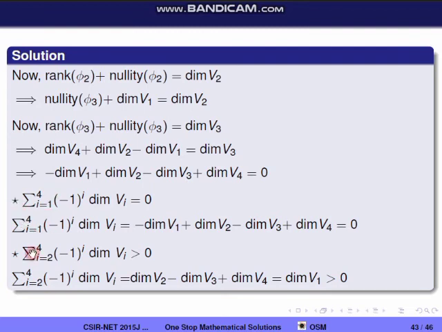Second option, sigma i is equal to 2 to 4, minus 1 whole power i, dimension vi greater than 0. So consider this equation. That is equal to dimension v2 minus dimension v3 plus dimension v4, and this is equal to dimension v1 from this equation, and we know they have given v1 to be a non-zero vector space. So dimension v1 is at least 1. So dimension v1 is greater than 0. So this equation is greater than 0. So this option is also true.